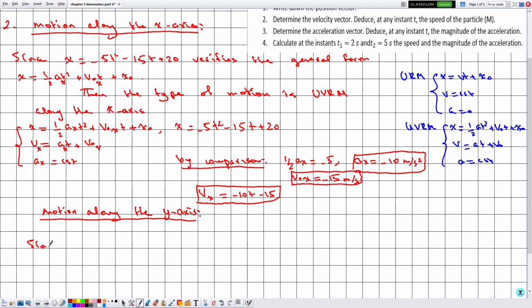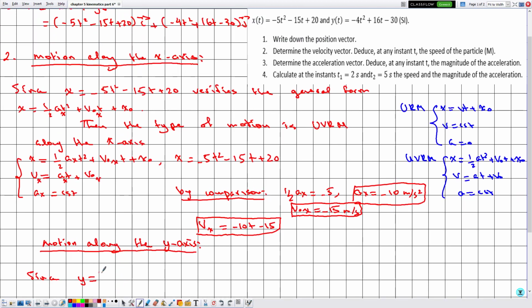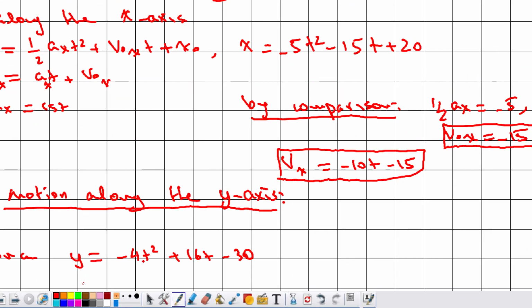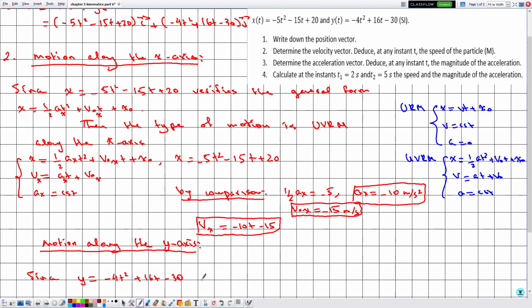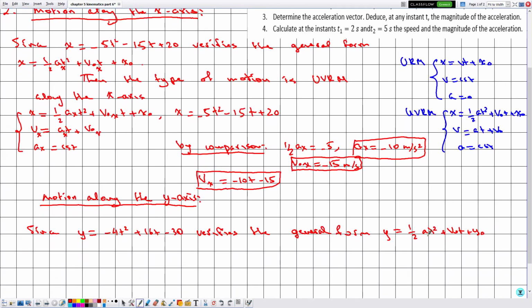Now since y is given by minus 4t square plus 16t minus 30, notice that in this case the position along the y-axis is quadratic, which means it is UARM. Then it verifies the general form, which is given by y is equal to half a t square plus v0t plus y0, and here the same, everything must carry the index y.